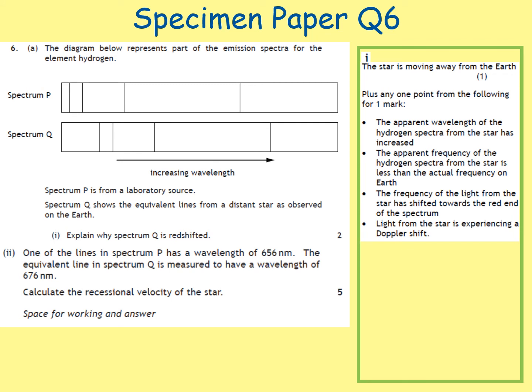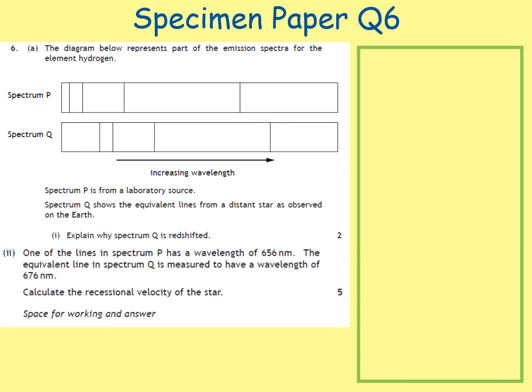Then you need to mention something to do with the wavelength or the frequency, increasing or decreasing, and maybe even Doppler shift or redshift. So any of the following points would get you the 2nd mark. The apparent wavelength of the hydrogen spectra from the star has increased. The apparent frequency of the hydrogen spectra from the star is less than the actual frequency on Earth. The frequency of the light from the star has shifted towards the red end of the spectrum, or light from the star is experiencing a Doppler shift.